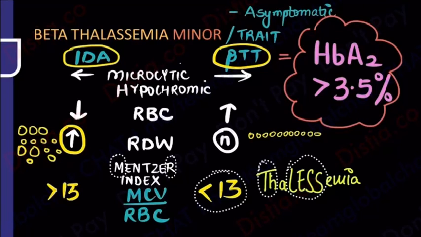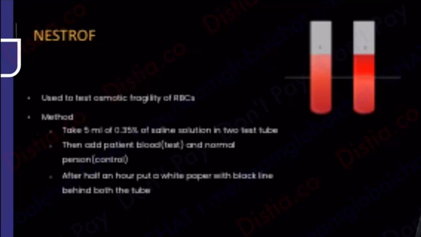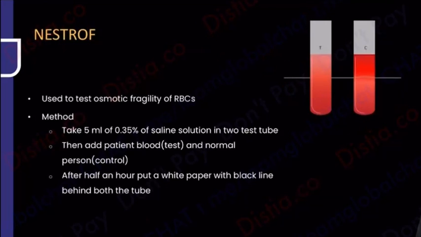But our country is very fond of these screening tests because we have limited resources. So screening tests are done more. And there's one more screening test which is very, very famous, and that is the famous NESTROFT test. So that's the last part of beta thalassemia that you have to know. First you will have to tell me the full form of NESTROFT. NESTROFT stands for naked eye.